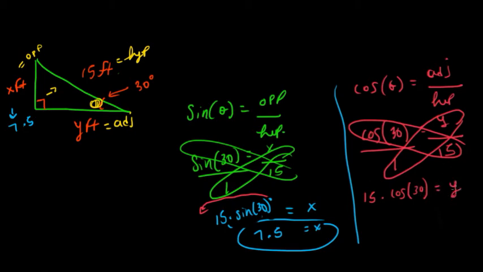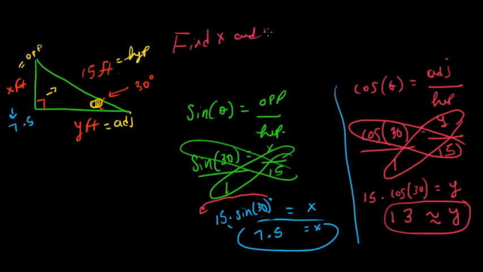Well, y is already solved for, so we don't have to do any division or anything to get y isolated. So let's do it. 15 times cosine of 30 degrees should give you 12.99, which is the same thing as 13. Okay, so y is approximately 13. This squiggly line here means approximately. So I've actually answered both of my questions. I found the values of x and y.